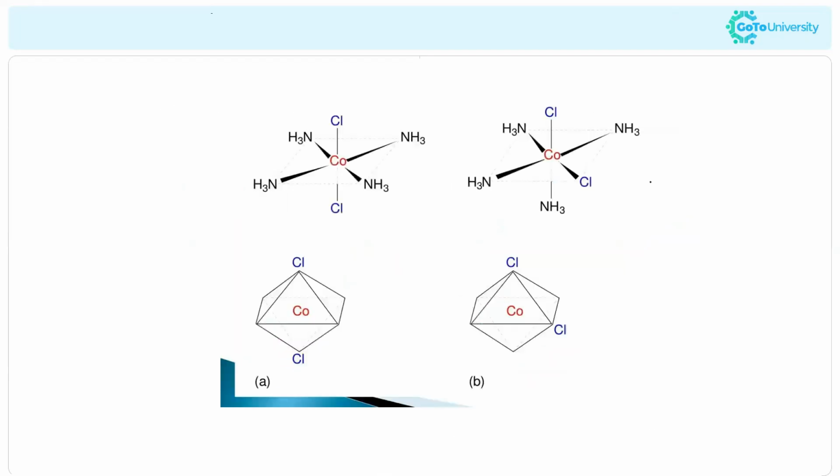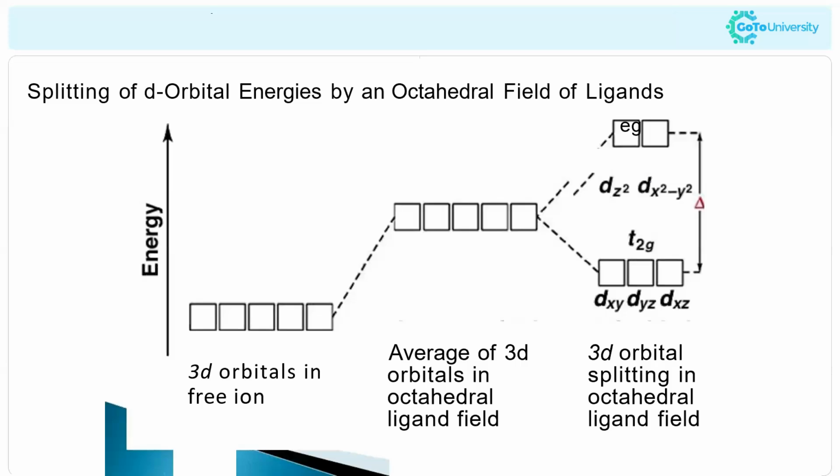If the same groups are on the same side, that is called cis isomerism. If the same groups are on the opposite sides, that is called trans isomerism. Now, this is the important thing, the splitting of d orbitals. This can be explained by using crystal field theory. We have different theories regarding coordination compounds: Werner's theory, then Valence Bond theory, then crystal field theory, ligand field theory. Another important theory after VBT is the crystal field theory.